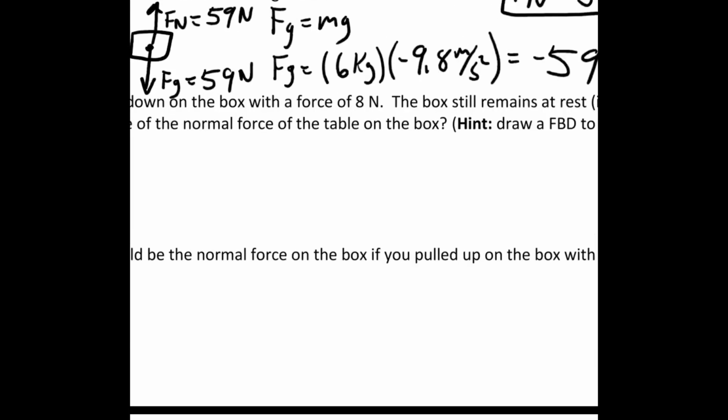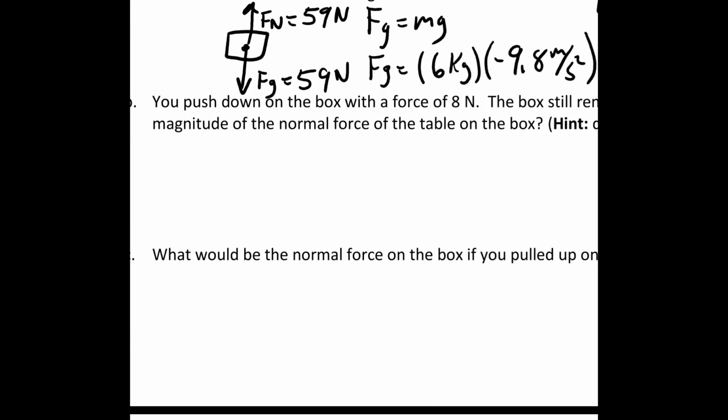Now, B, you push down on the box with a force of 8 newtons. The box still remains at rest, in equilibrium. What is the magnitude of the normal force acting on the box? Hint, draw a FBD, free body diagram, to help you. Let me zoom in here. Let me try to make this a little bit more clear.